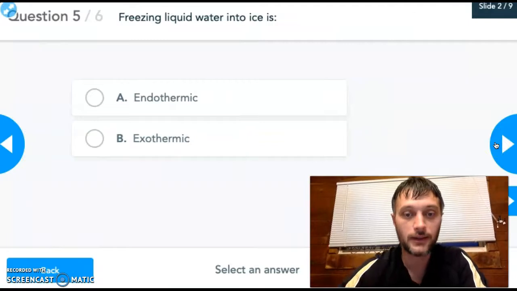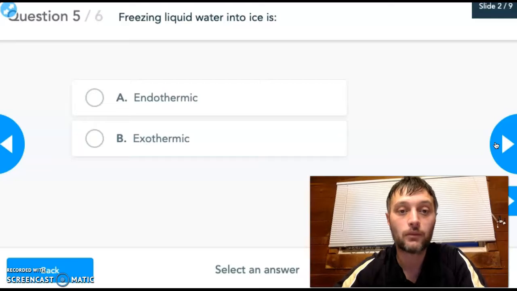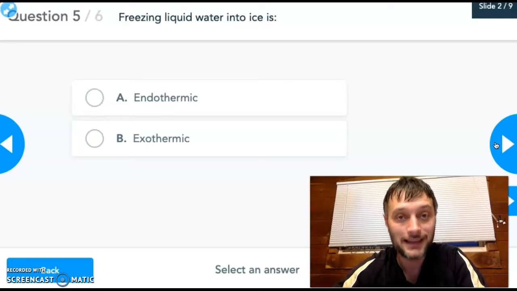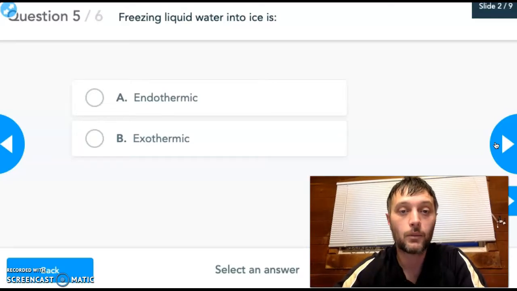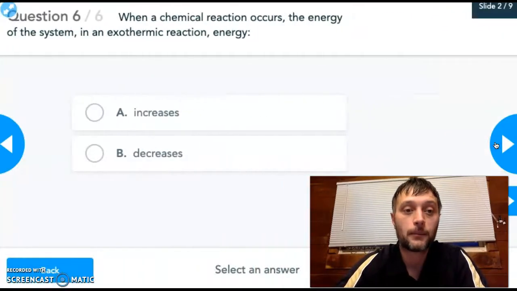Freezing water is the exact opposite logic. So we've got liquid water, and we're slowing it down. We're having it move less, so we're condensing it, squeezing it together. So freezing water, we're going to be taking energy out of the system. So that's going to be an exothermic reaction.